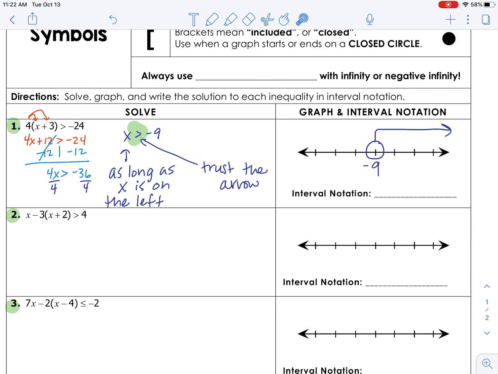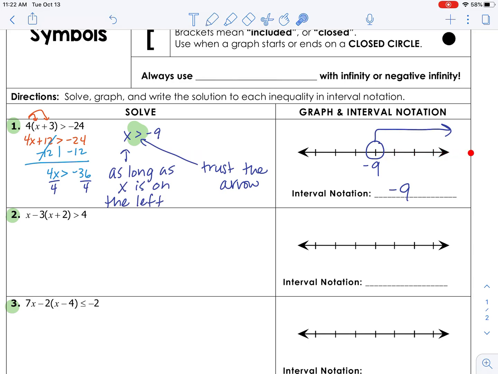we look at this number line like we look at a book. We read it from left to right. So starting over here on the left, I'm following the number line with my pencil. The first thing that we have graphed is a -9, so that's the first thing in our interval notation.